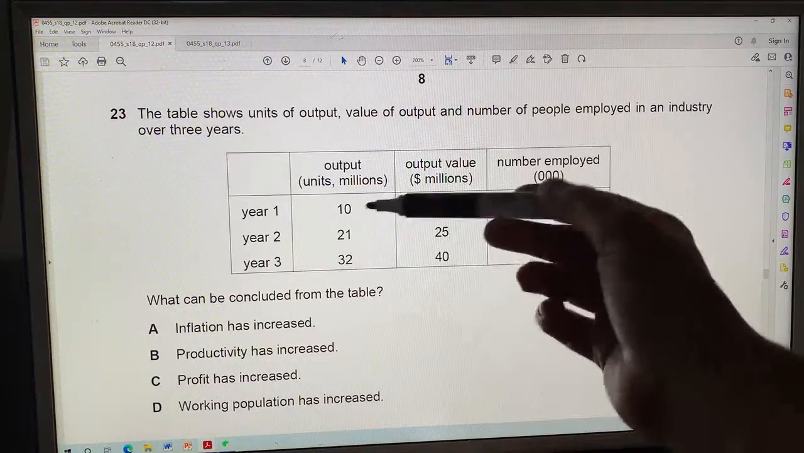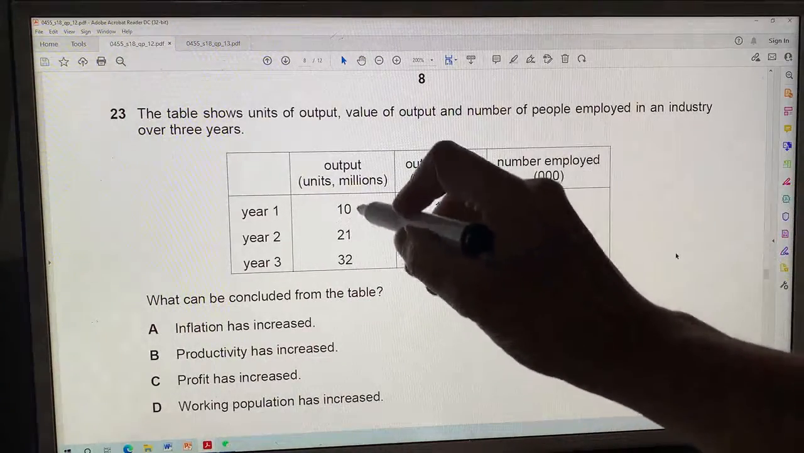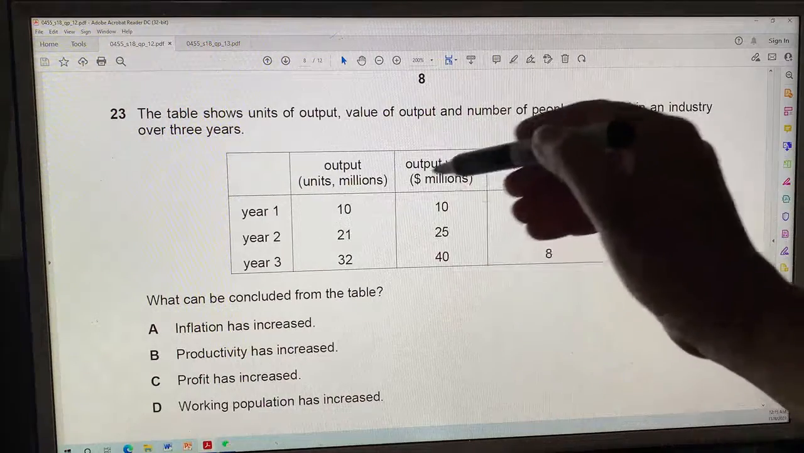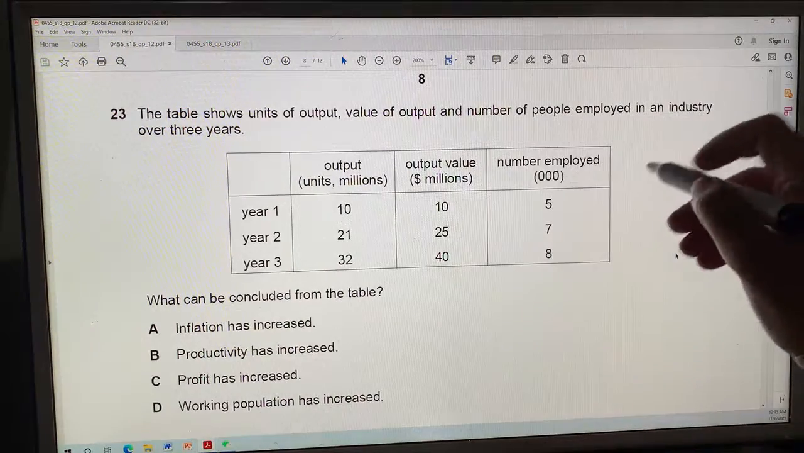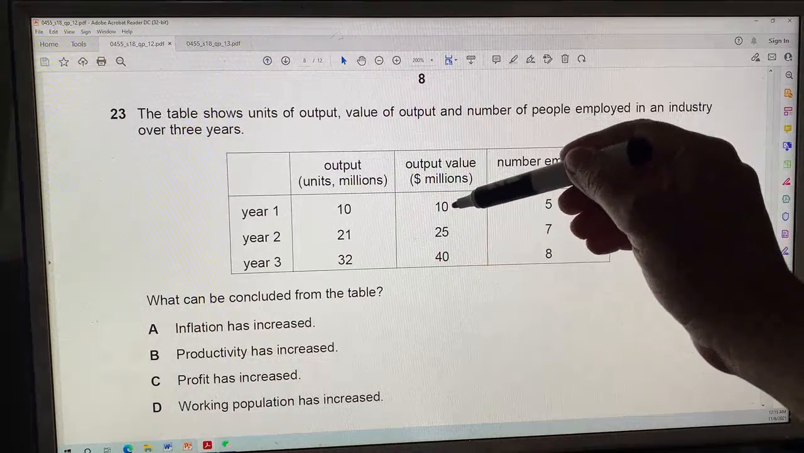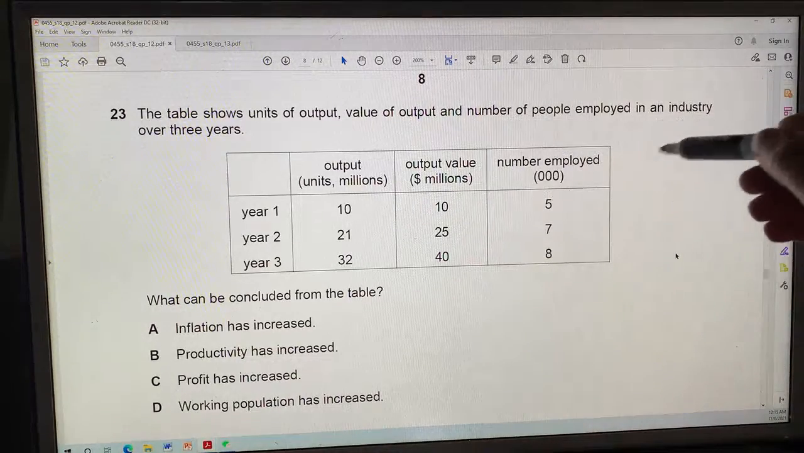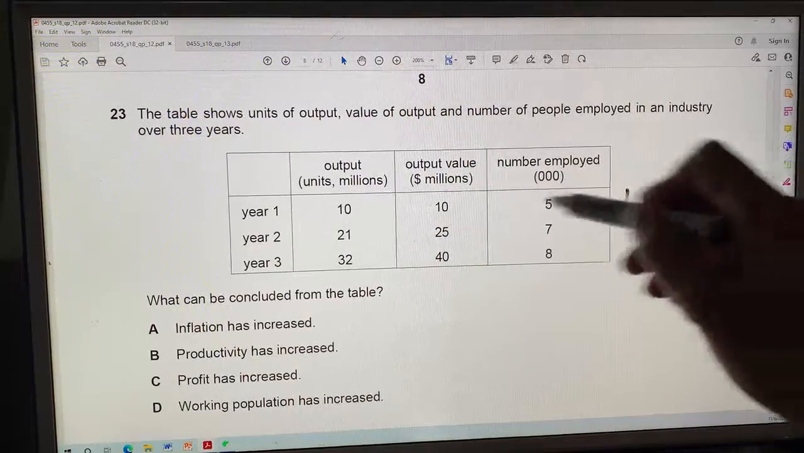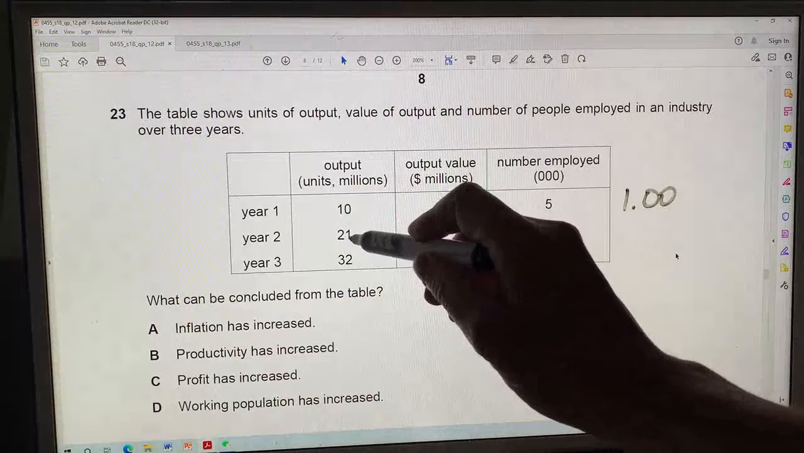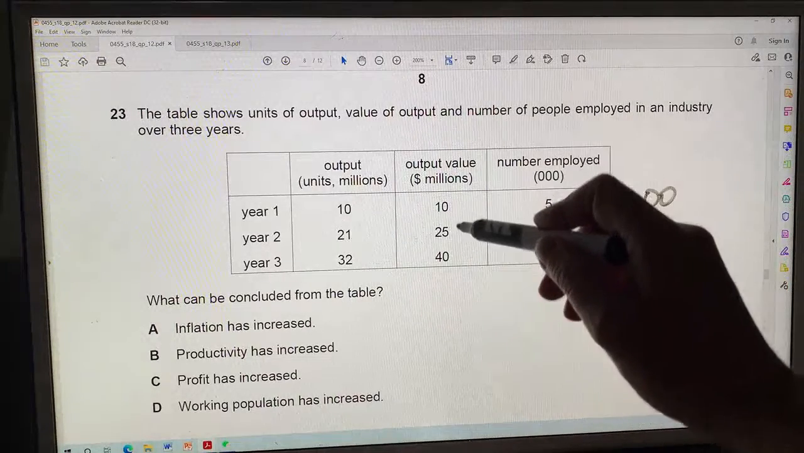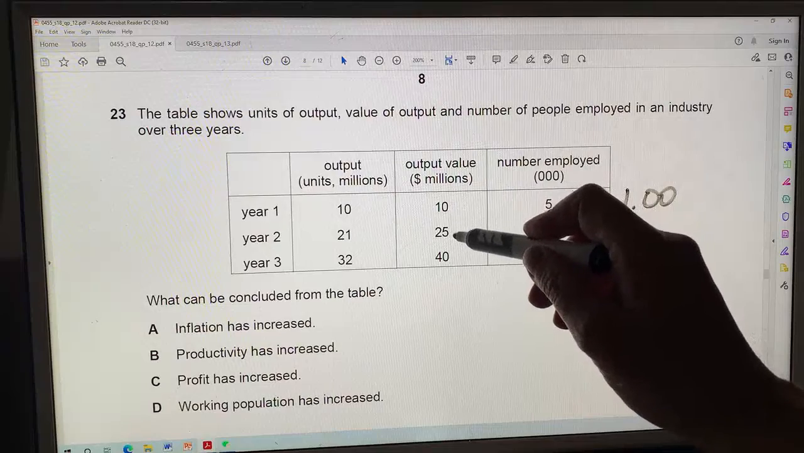A, inflation has increased. Has it? This can be our base year, 10 and 10. So this is our base year. That's, let's see, 10 million units and $10 million. So that's $1 per unit. 21 and 21, they increased output quite a bit and the value increased quite a bit.